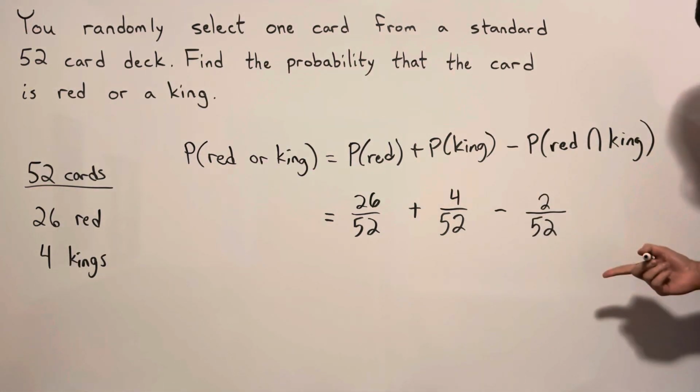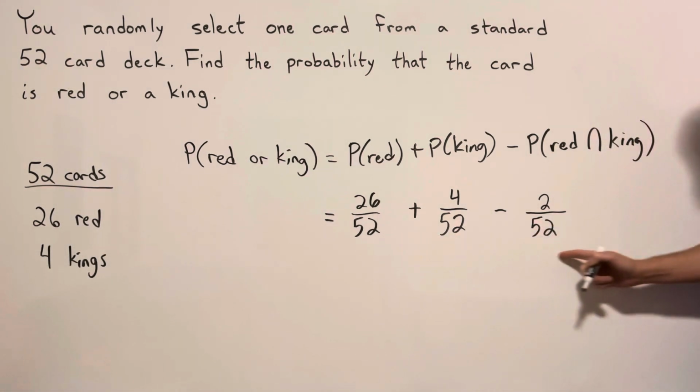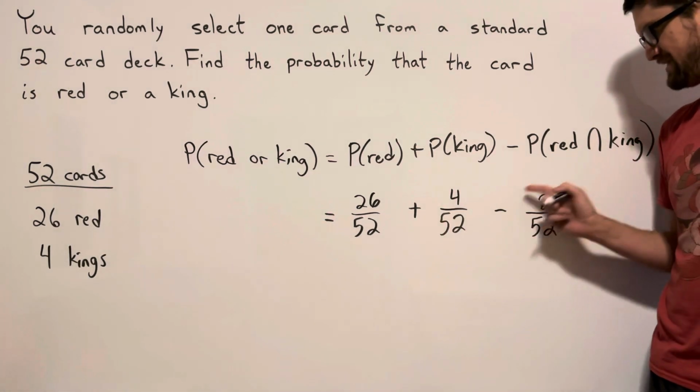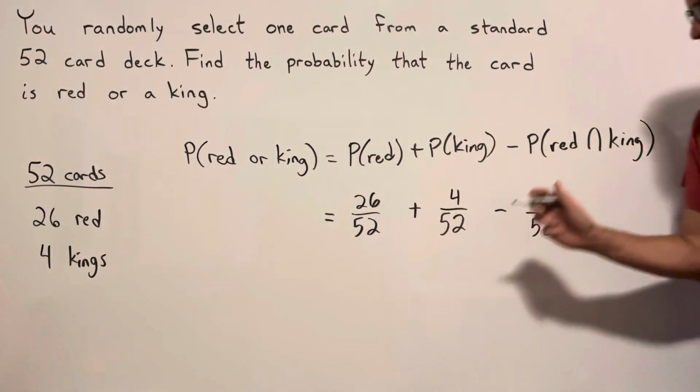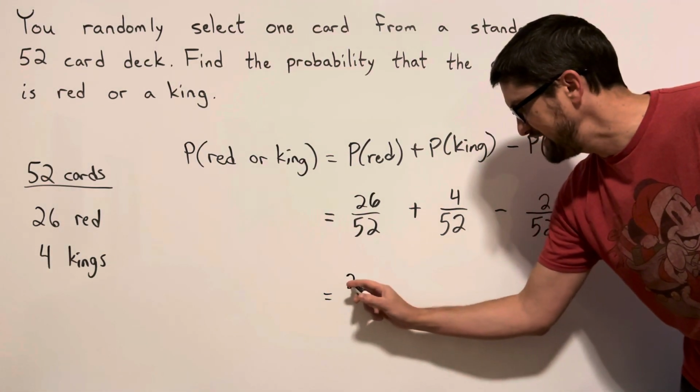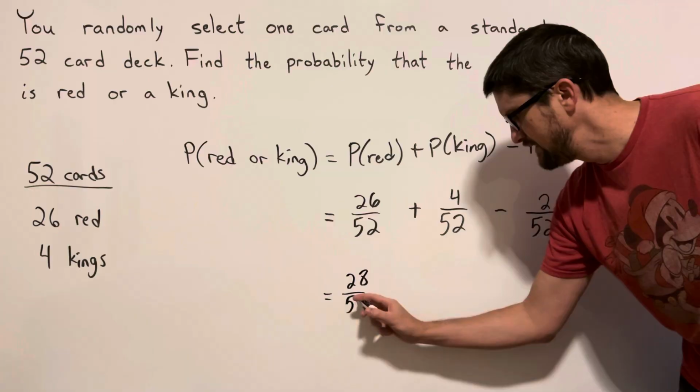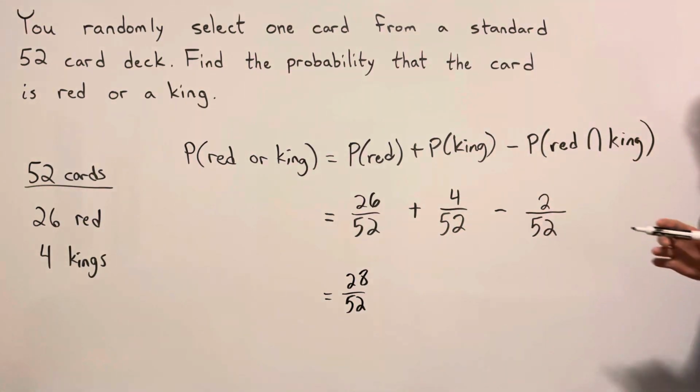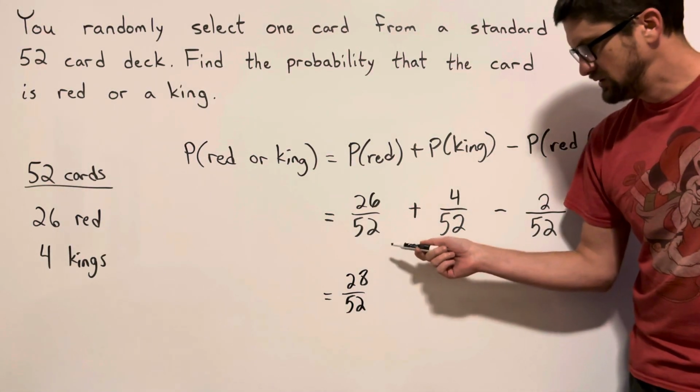Now it's just a matter of working this out. All the denominators are the same. So 26 plus 4 minus 2 is 28. So this gives me 28 out of 52. And you always need to make sure that the fractions are simplified.